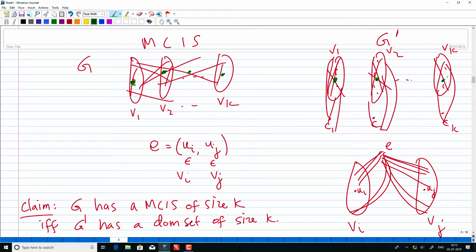Remember, domination means what? Every vertex outside should have a neighbor in this set, right? So let's check that out. Every vertex in this color class is adjacent to this, because I made this a clique. So all these vertices are dominated, no problem, because there's one from each color class, so the Ci is dominated, and all the vertices here are dominated. Now I really need to worry about the edge vertices E. What happens? Any edge. These edge vertices should be dominated from whatever I have picked, right?